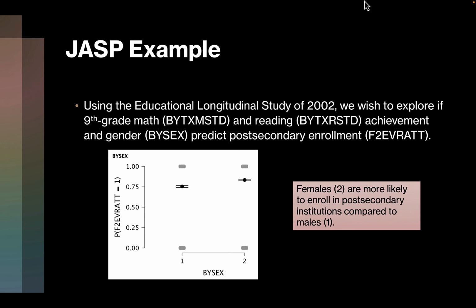Those horizontal lines you're seeing are the confidence intervals. And again, the fact that those confidence intervals do not overlap tells us that they're significantly different in the probability of post-secondary enrollment.